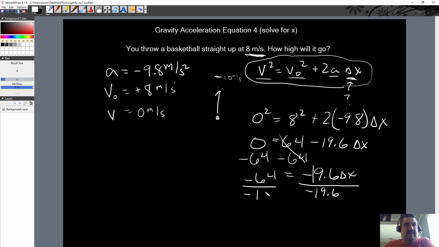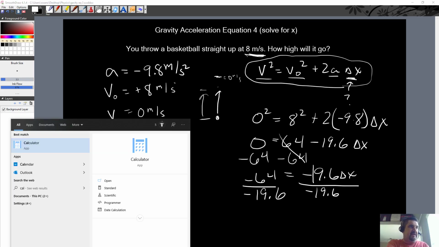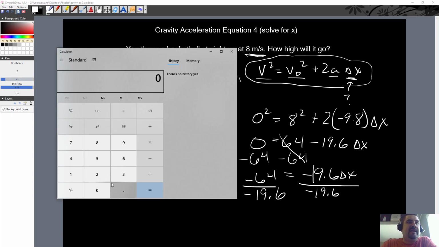Divide by negative 19.6. Are you noticing that negative divided by negative is going to be positive, which is good because it should be? It's going to be above where they started, correct? It started here, and now it's moved up, and it's at some change in position that is above the person. So it is a positive distance. And in fact, what is it? Let's get out the calculator again. It's 64 divided by 19.6.